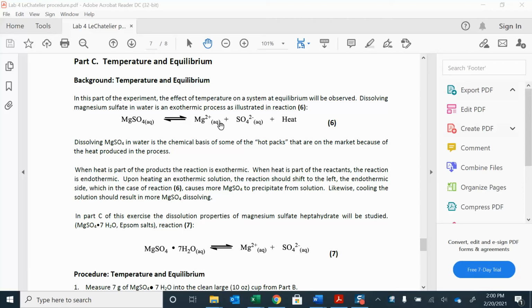Magnesium sulfate breaks up into magnesium and sulfate ions here. This process is exothermic. Heat is released over here. So if we treat heat like a product in this case, if I increase the heat, that's like adding a product, I'm going to shift the reaction to the left towards the reactants. If I lower the temperature, that's like removing heat, then this reaction should shift towards the product side.